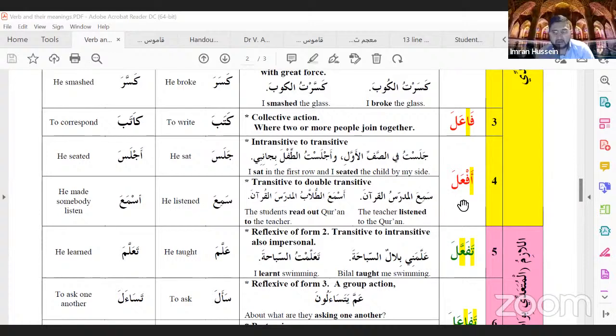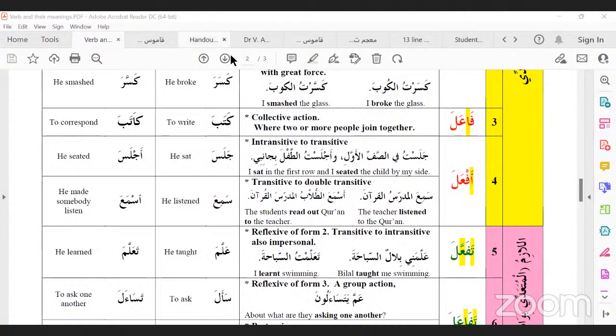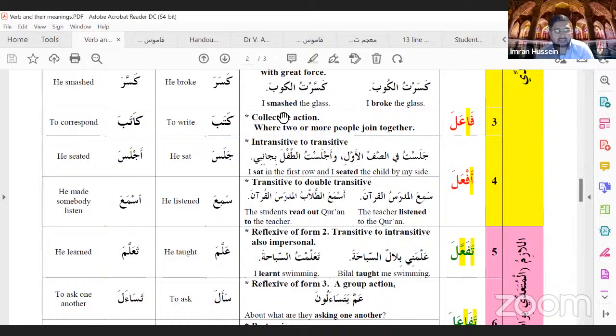Now, over here, we have added an additional letter. Whenever it's a four-letter verb, it will always have an alif added in the beginning of a three-letter verb, and then we make it into a causative verb. Now, this one here, Sakina, Sami'a, go for this example, and that will make it clearer for you as well.